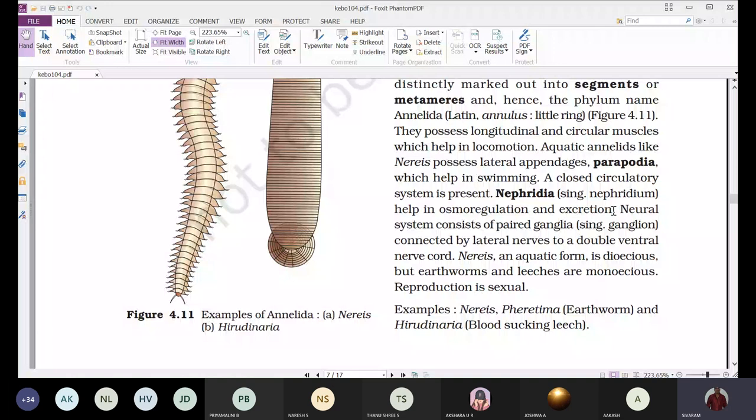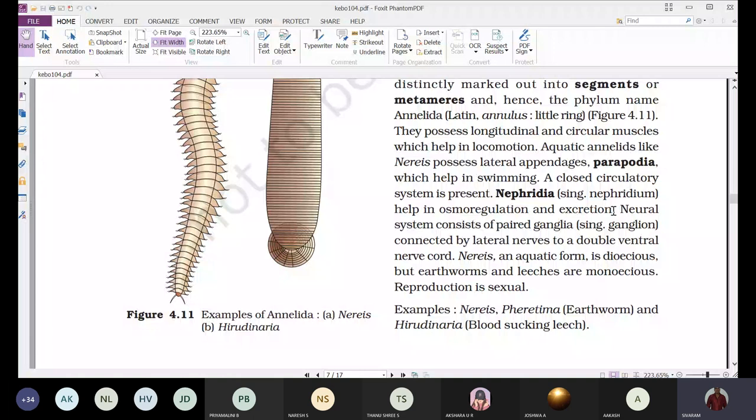Because of the presence of excretory organs, that is how the excretory organs are functioning in animals.